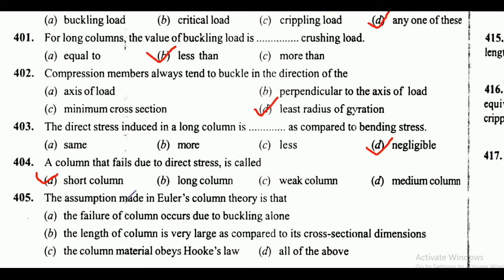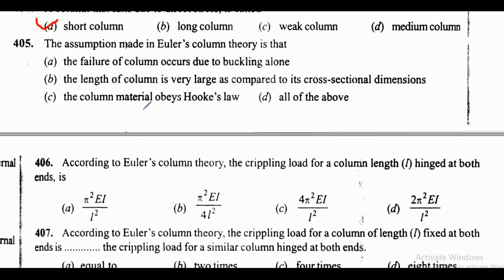Next is the assumptions made in Euler's column theory is that, here options are the failure of column occurs due to buckling alone. The length of column is very large as compared to its cross-sectional dimensions. The column material obeys Hooke's law, and option D is all of the above. Here correct answer is option D, that is all of the above.